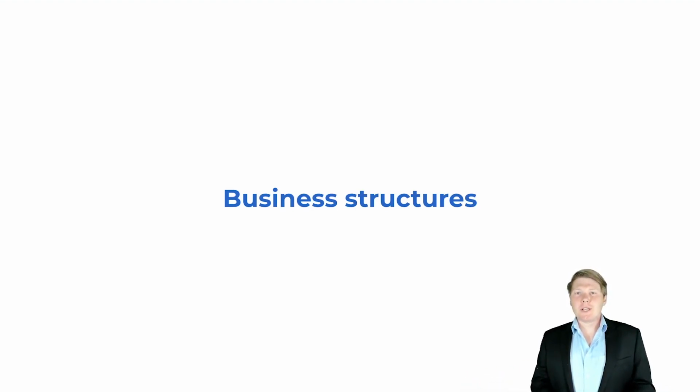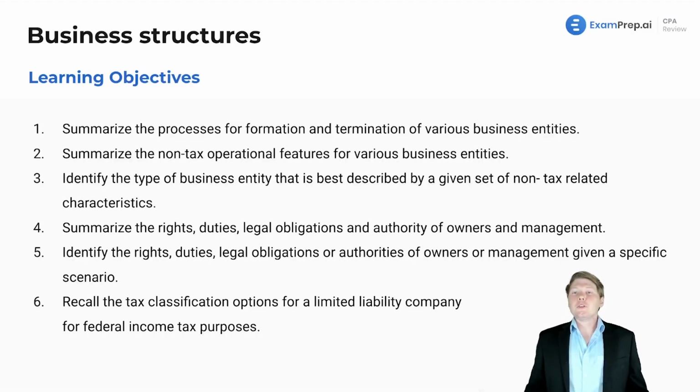Let's see what our learning objectives are for today. First, we're going to summarize the process for formation and termination of various business entities. I gave you a good overview of the types of entities we'll be seeing. We also want to summarize the non-tax operational features of these entities, because again, we're going to talk about the tax later on when they each have their own dedicated lessons, some even having multiple lessons. But we will touch upon the tax for sure here. Also, we want to identify the type of business entity that is best described in a given scenario for non-tax related circumstances. Again, we will talk about tax, but specifically here, we'll talk about non-tax.